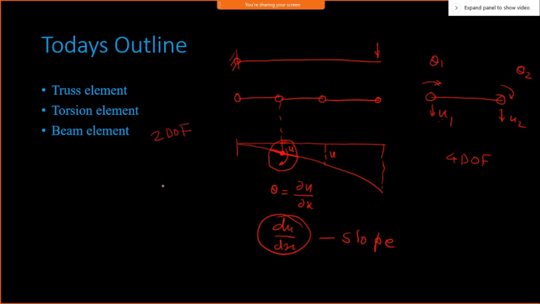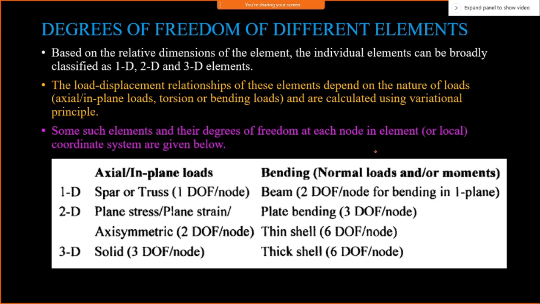But in the bar element, we have seen it is a 2 by 2 matrix. We got it in the bar element. But in the case of the beam element, it becomes a 4 by 4 stiffness matrix that will be generated. The derivation of that you can get from some books and clear it. It's not a big deal. In a similar fashion, we can derive it.